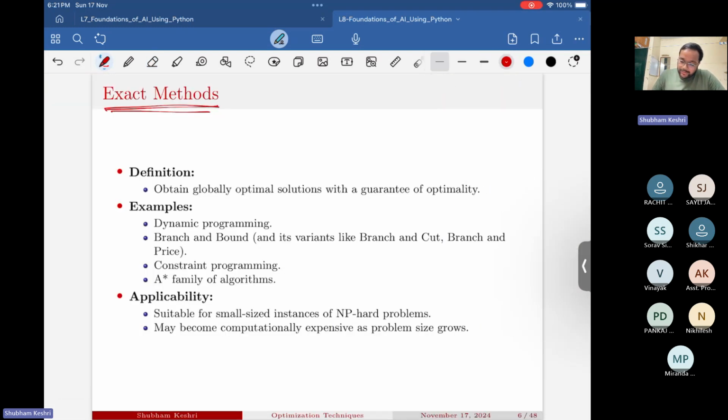Right. So in this class, we will not talk about exact methods a lot. We will talk about exact methods in the next class, and we will also cover constraint satisfaction problems in the next class. Sorry to interrupt you once again. Previous slide.